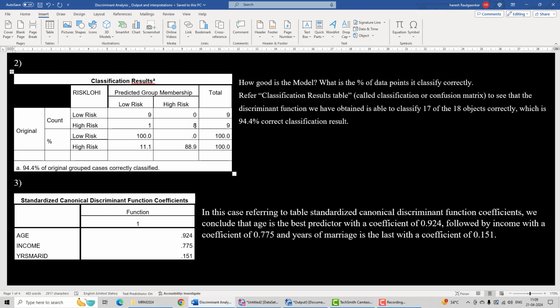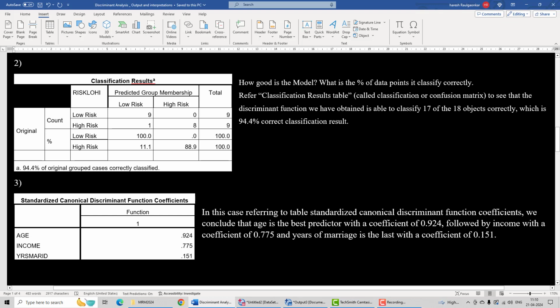And what we saw here is that originally we had 9 low risk customers and 9 high risk customers, but this model is able to classify all low risk customers as low risk customers. But in the high risk customers, one customer was wrongly classified as low risk, and 8 were correctly classified as high risk. So out of 18, 17 were classified correctly, which is a strike rate of 94.4%, which is quite a good strike rate.